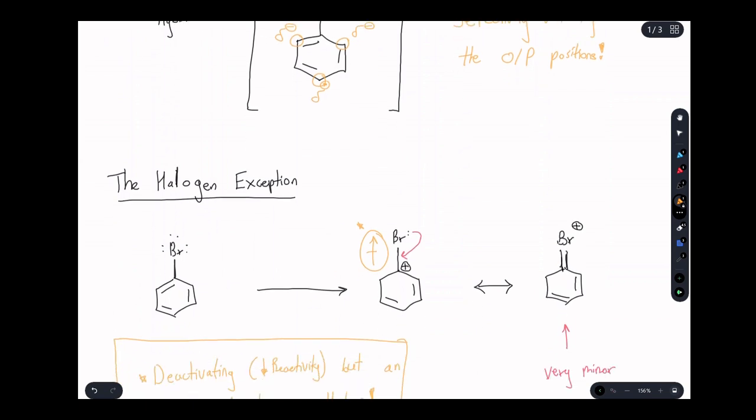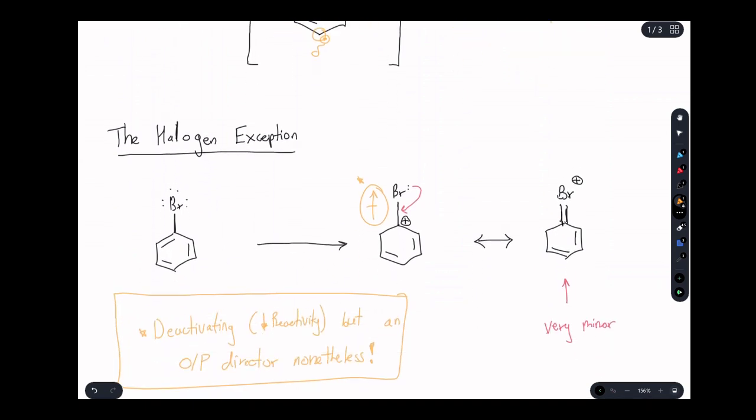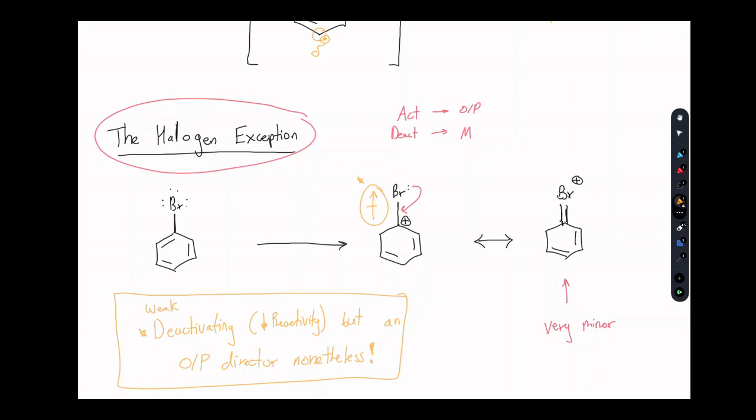I do want to cover one quick exception to these rules that I've laid out. So far, I have said that activators are ortho-para directing, and deactivators are meta-directing. And this is virtually universally true except for the halogens. The halogens, briefly, are weakly deactivating. They are weak deactivators, kind of like how the R group or the alkyl group is a weak activator. They reduce the reactivity of the benzene ring slightly. However, they are still ortho-para directing.